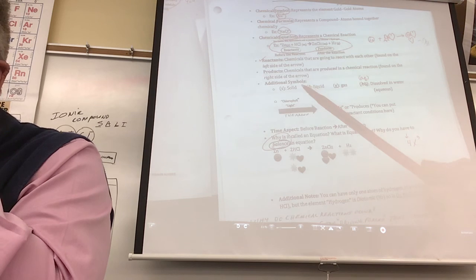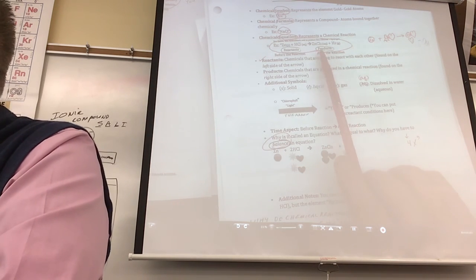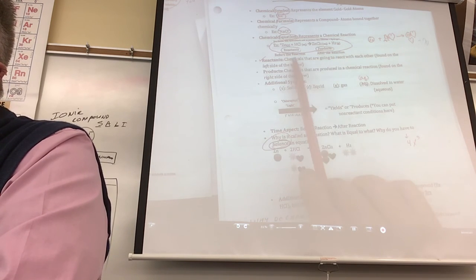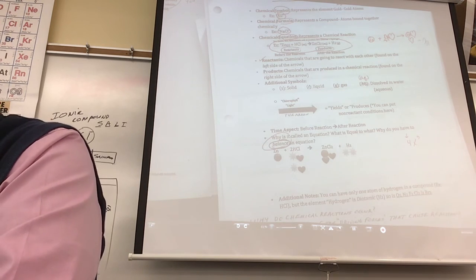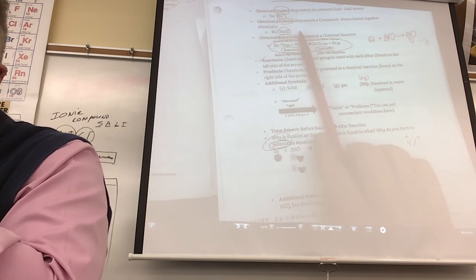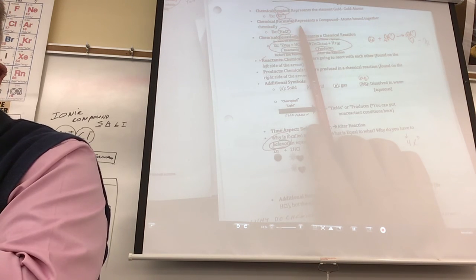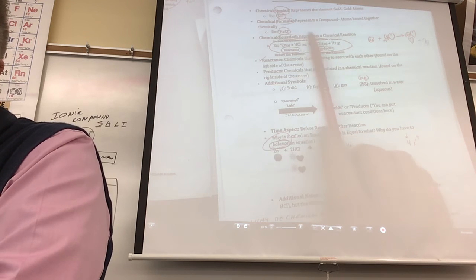All right, and then what do you have on the right-hand side of the arrow? You have things that are going to be produced. They're called products. Okay, good. You also notice an arrow, and that arrow means makes, forms, produces. It also tells you that on the left side of the arrow, nothing's happened yet. On the right-hand side of the arrow, the reaction's already happened. It's kind of a dividing line between the reaction not happening yet and already happening.